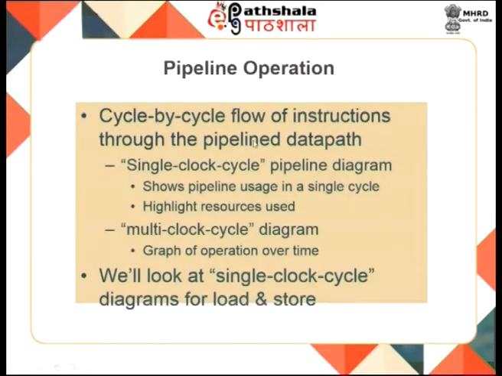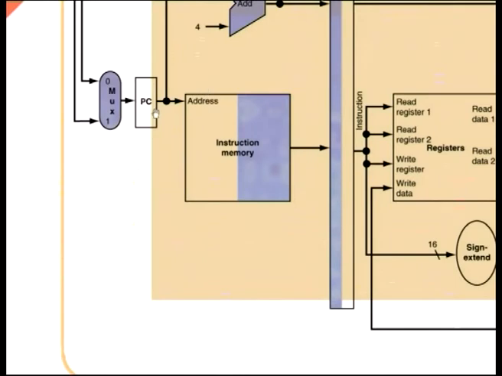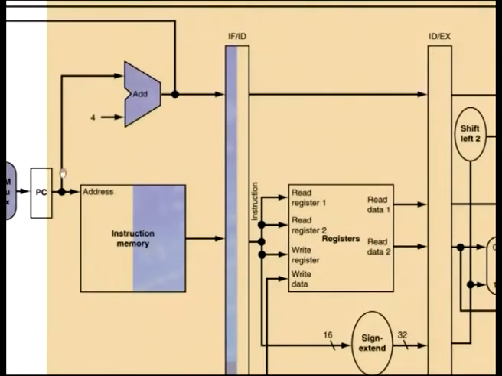So, the cycle by cycle flow of instructions through the pipeline data path, you can show in different ways. You can show a single clock cycle pipeline diagram or you can show it as a multi clock cycle diagram. We look at a single clock cycle diagram for load and store and then we look at the other type of diagram also. So, this is the instruction fetch for a load store. The program counter, which takes the value from the mux, is used to access your instruction memory. The instruction that is being accessed is written into this buffer during the first phase of your pipeline.